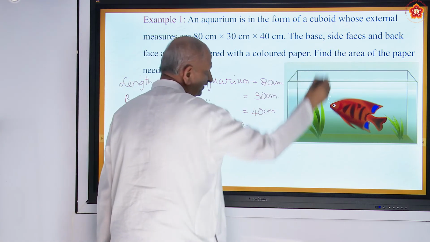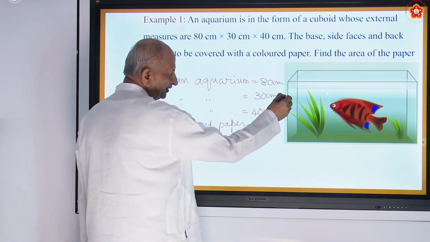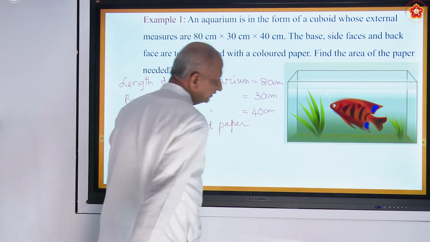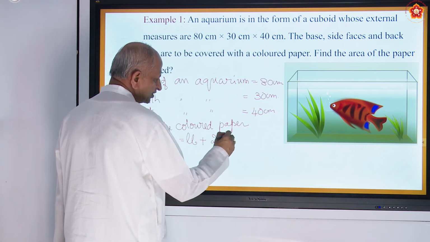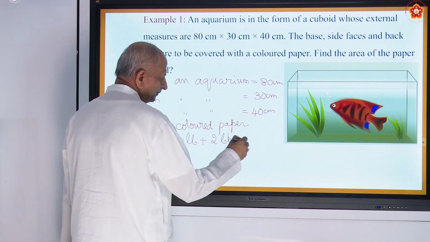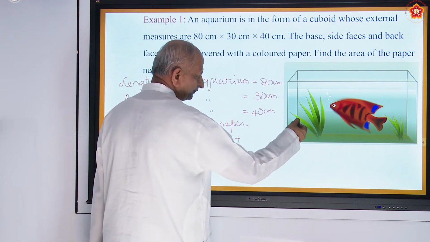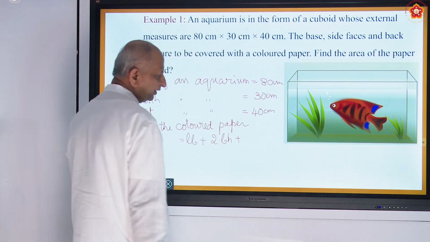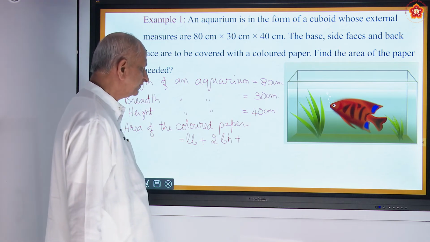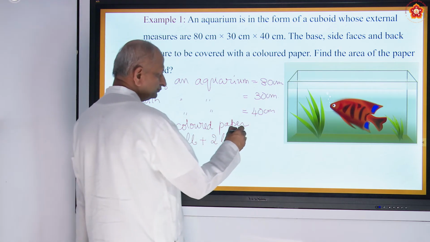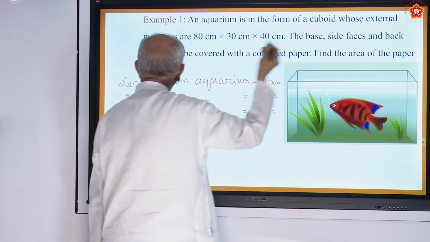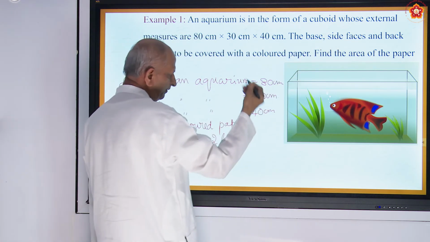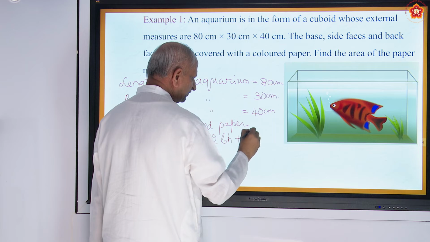And then side faces. Side faces means these two sides. It will be 2 into BH. B because breadth and height. Usually aquarium will have more height than breadth. And then one more, the back face. Back face means it will be having length and height.